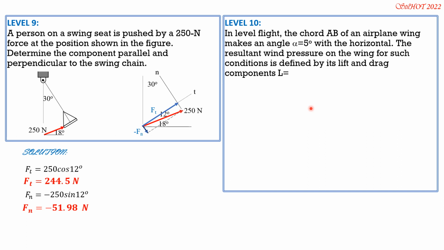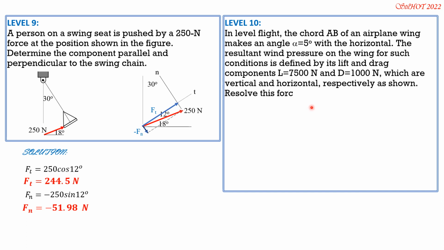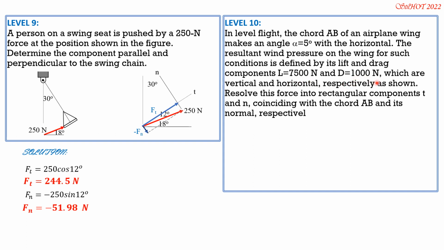The resultant wind pressure on the wing for such conditions is defined by its lift and drag components. L is 7,500 newtons and the drag force is 1,000 newtons, which are vertical and horizontal respectively as shown in the figure. Resolve this force into rectangular components T and N coinciding with the chord AB and its normal respectively.